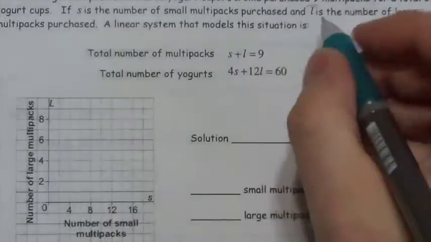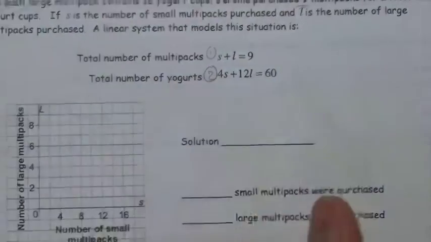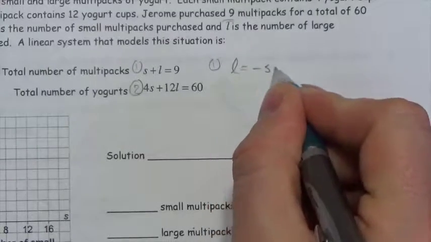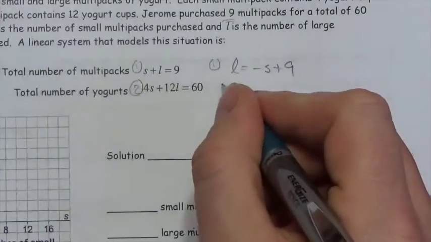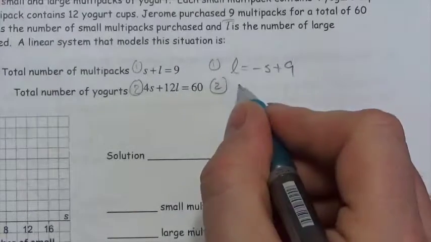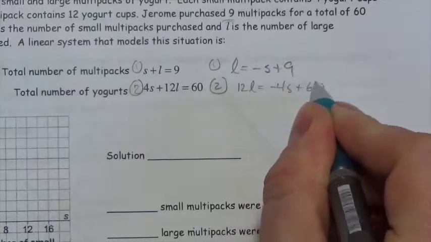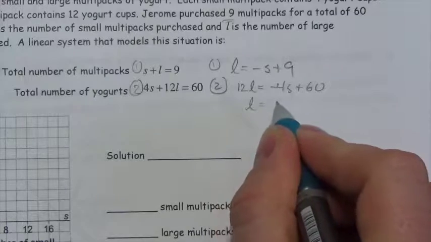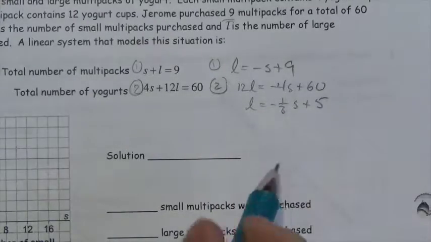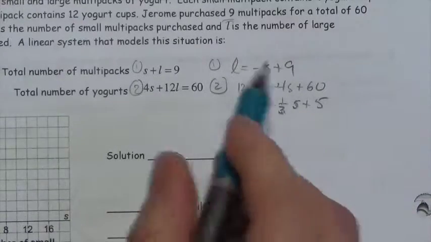So to graph this, I'm going to solve for L. Here's equation 1, here's equation 2. Now equation 1, when I solve for L, L is going to equal negative S plus 9. In equation 2, when I solve for L, the first thing I would do is bring the 4S over. So 12L is equal to negative 4S plus 60. And when I divide, L is going to equal negative 1/3 S plus 5. And there you go, those are our two equations.